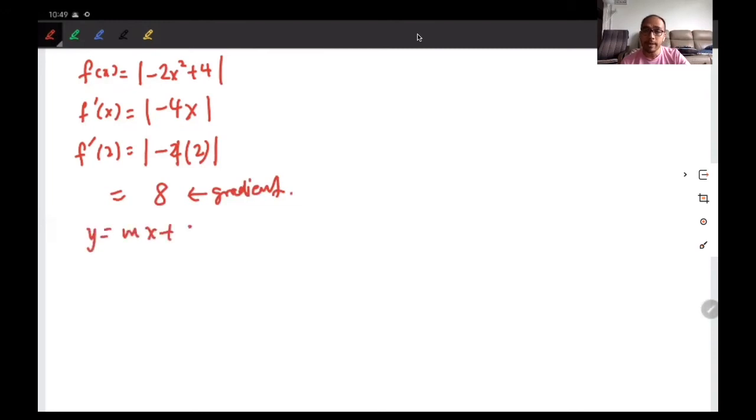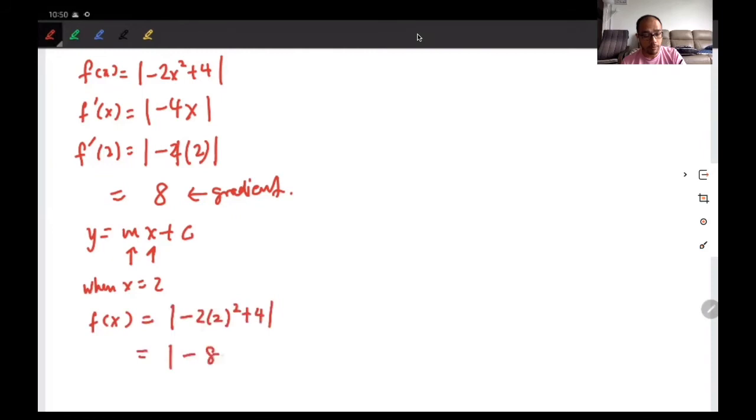Okay, the problem is this now. I have x, I have m, I want to find c, and I want to find y. So I need to find y first. I can find y because when x equals 2, f(x), which is the value of y, is negative 2 squared plus 4. So this will give you negative 8 plus 4. I will get 4.